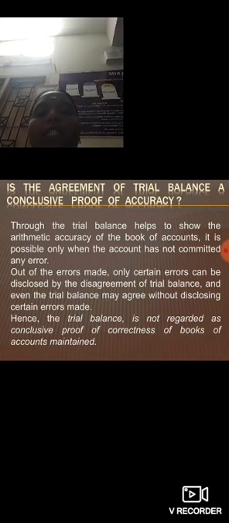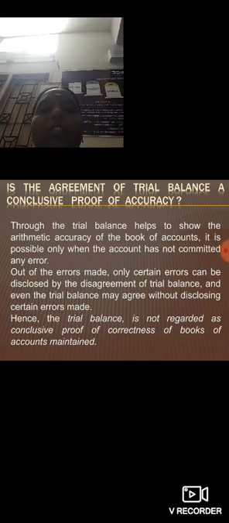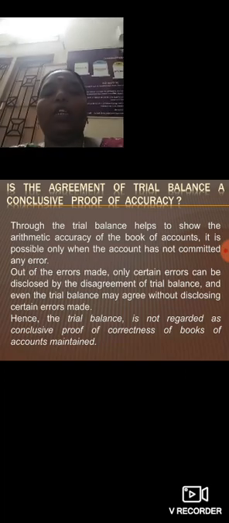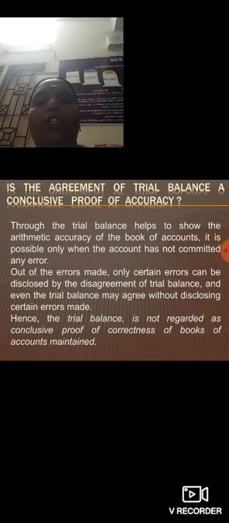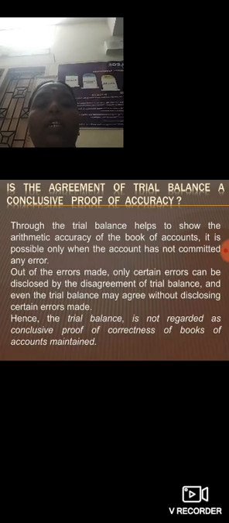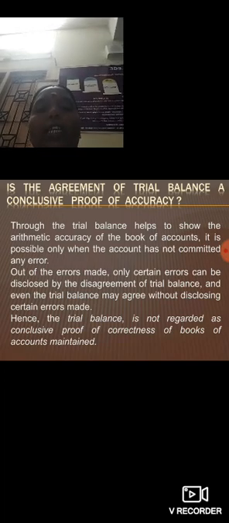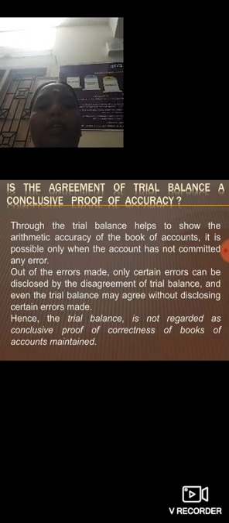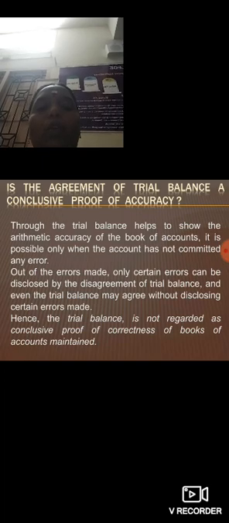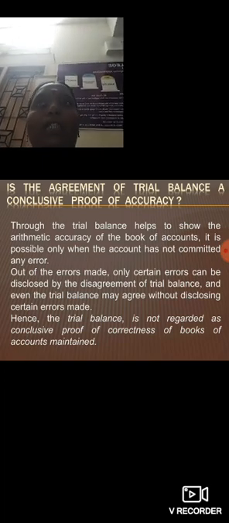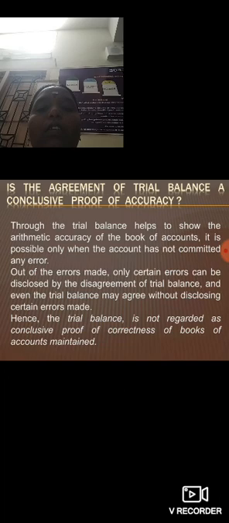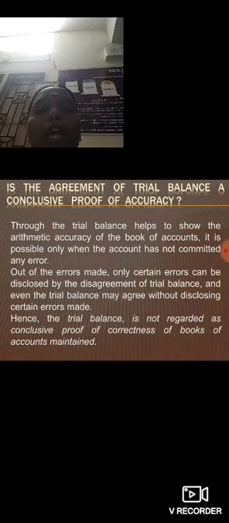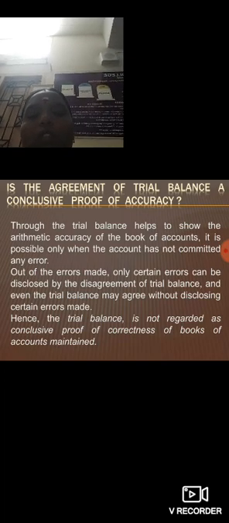Will you agree that the trial balance gives proof of accuracy? No, the trial balance will not give proof of accuracy, because there is a possibility of errors occurring. There are different types of errors. If errors are made in the ledger account or in the posting to the trial balance, then it will be inaccurate.